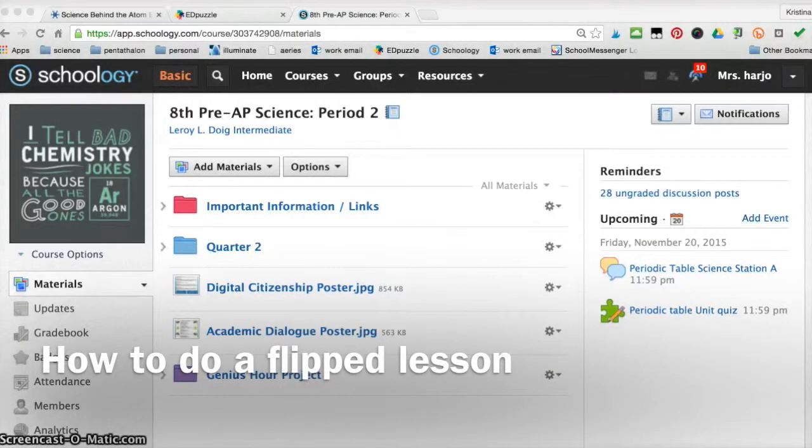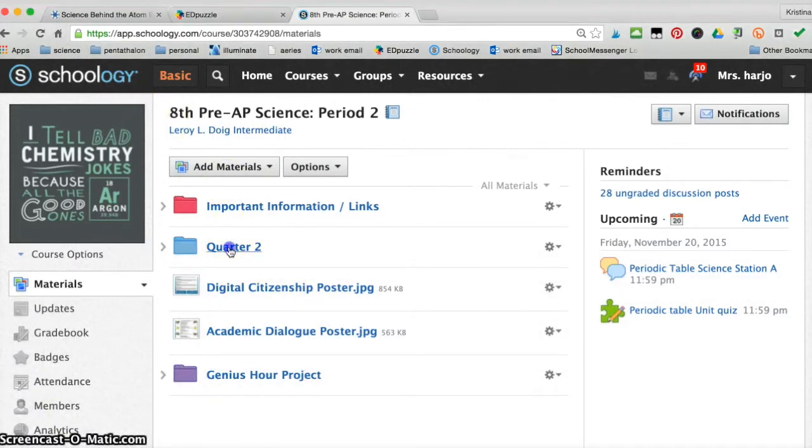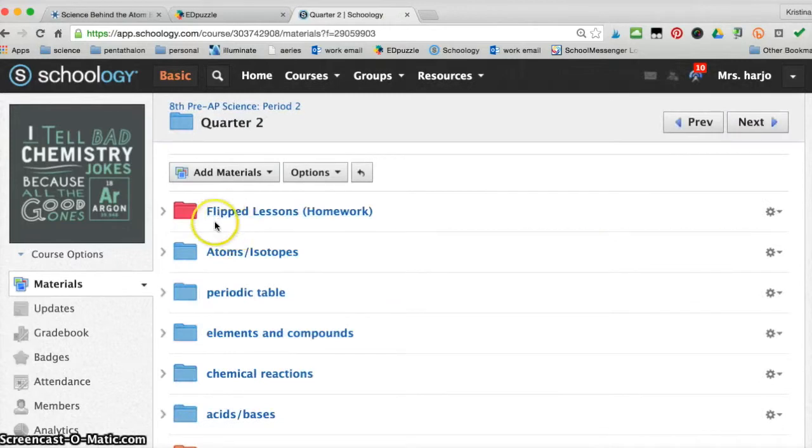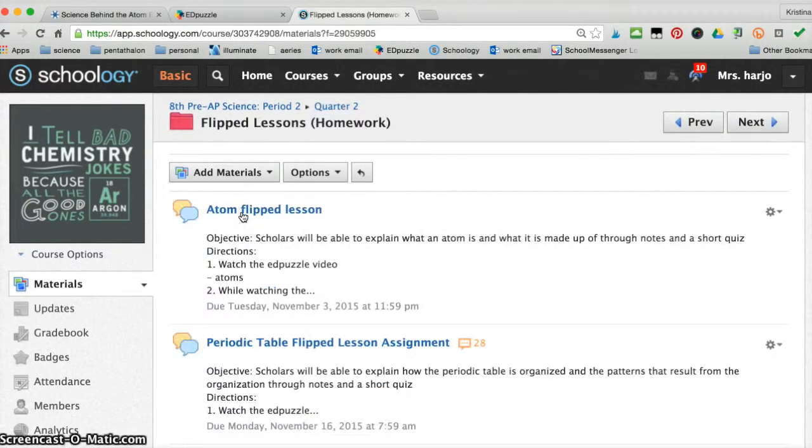How I do a typical flip. For my students, when it's time to do a flip, they go to their Schoology, and they open up their quarter folder. In there, they will have their flipped lesson homework folder. For this demonstration, I'll talk about the Atom flipped lesson.